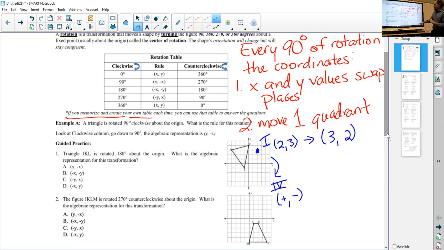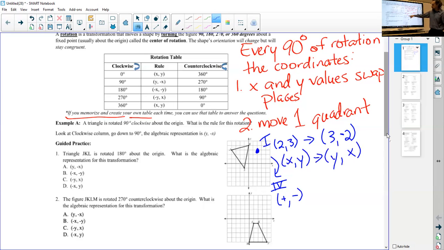But since it's going to be in quadrant 4, it has to follow the rules of quadrant 4, which says x has to be positive and y has to be negative. So this becomes 3, negative 2. And instead of putting actual numbers there, if we just said x, y, just some generic point in quadrant 1, if it went 90 degrees clockwise, we know x and y have to switch places. So it's going to be y, comma, x.